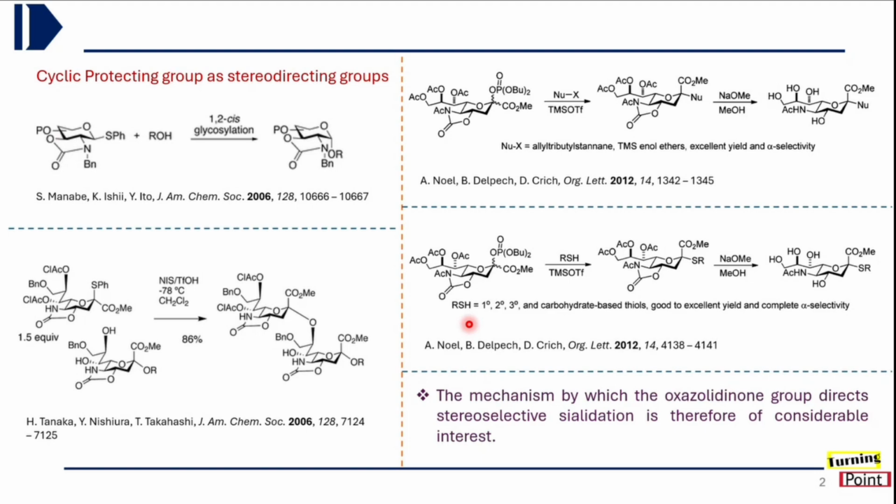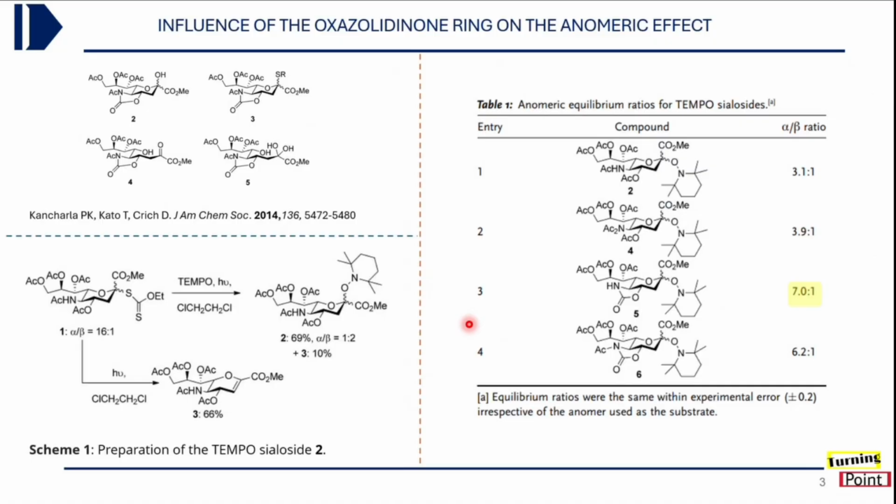So people were always interested in what is the mechanism involved in this stereoselective process of the cyclic oxazolidinone protecting group. To investigate that, they have taken up this challenge. In this work, they decided to investigate the role of the cyclic protecting groups towards the alpha selectivity. To begin with, they thought to study the mutarotation, how it happens in this kind of molecule. Suppose we take this lactol.